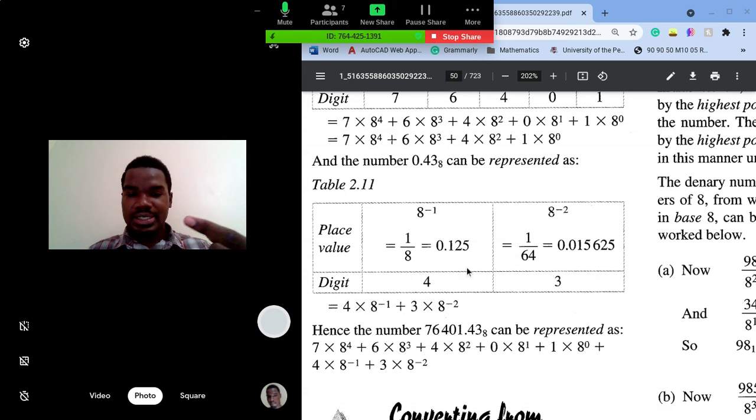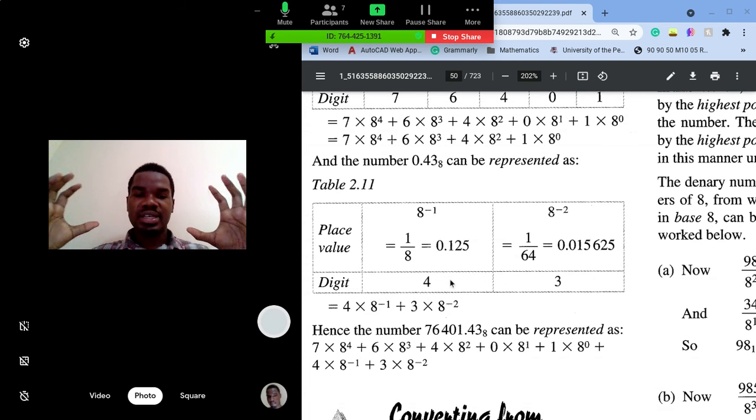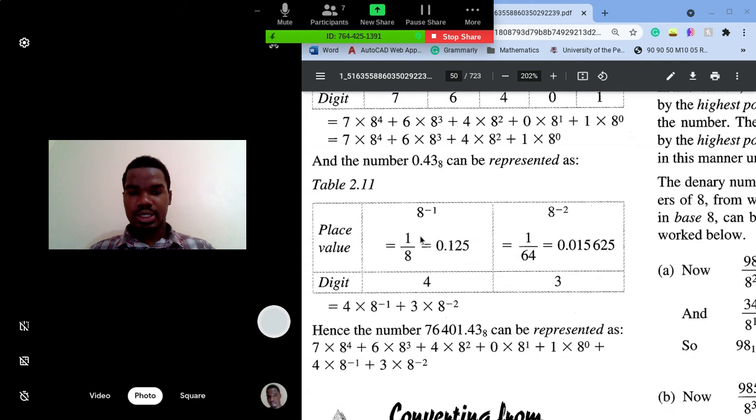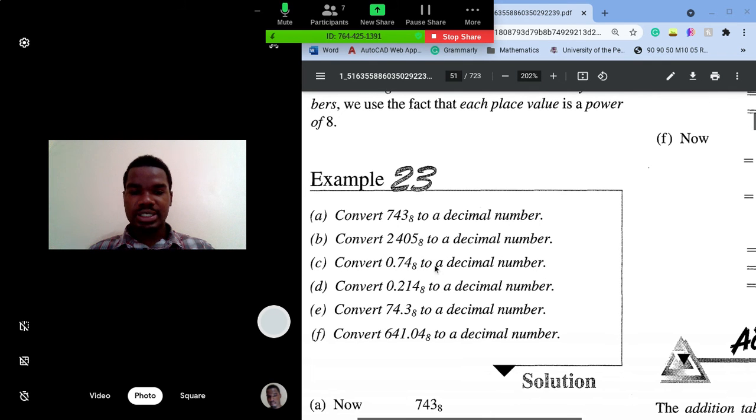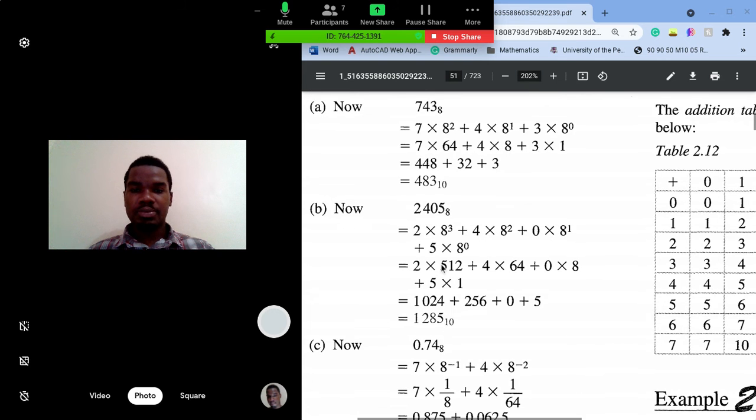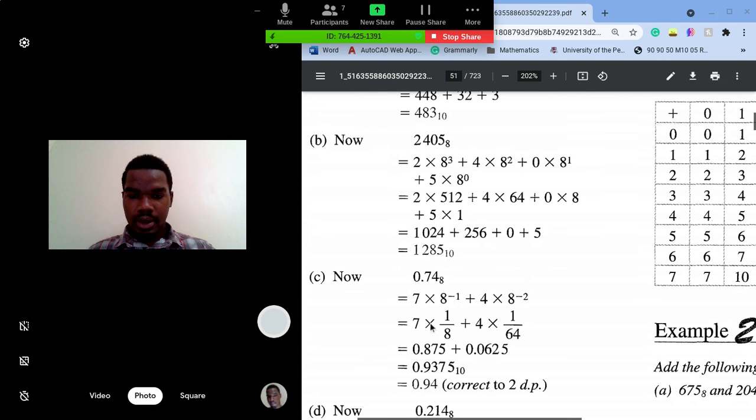And what rule did I say? When you're trying to find it in base 10, don't you just multiply the digit by the power? Right? So what you're going to do, when you have 0.74, you're going to multiply 7 by 8 to the negative 1 plus 4 by 8 to the negative 2. Any questions?